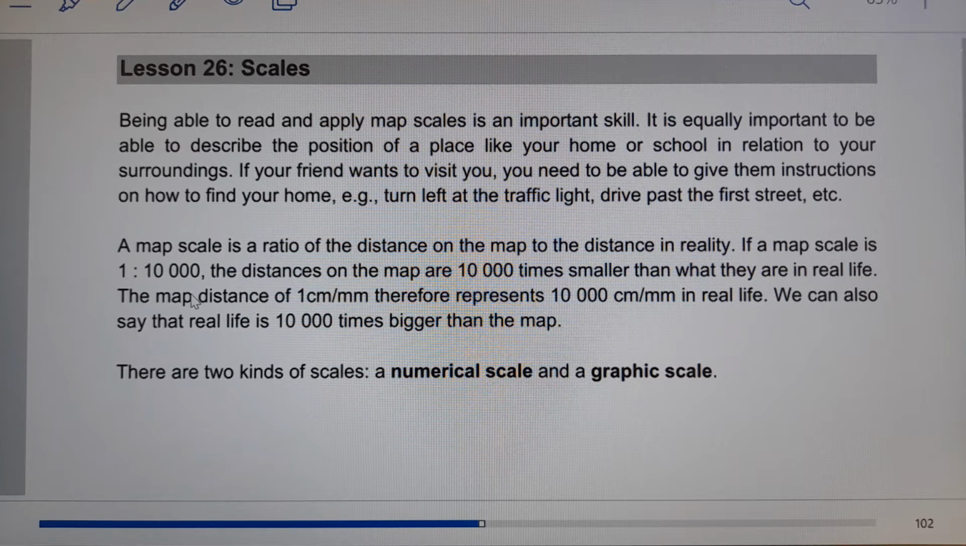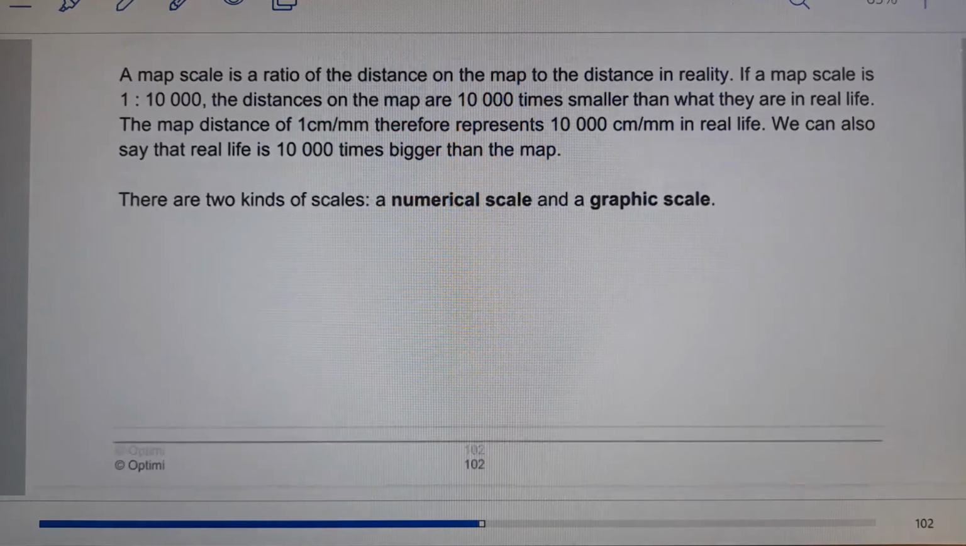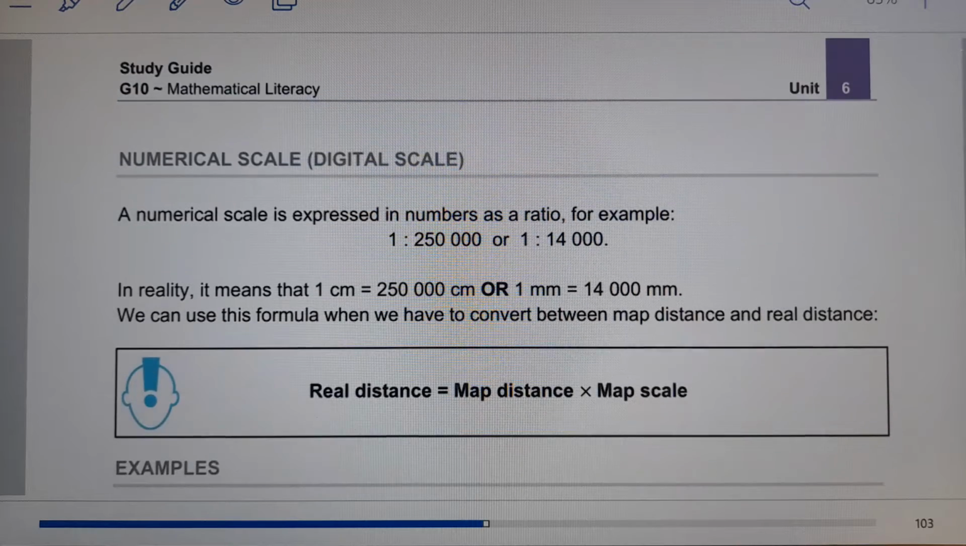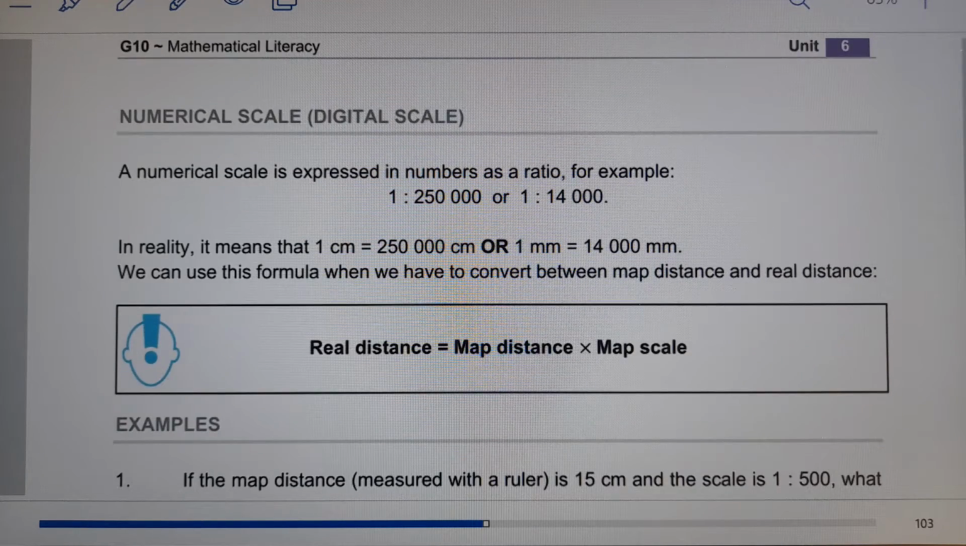So I don't want to read this, it might confuse you. There are two kinds of scales. The first one is a numerical scale and the second one is a graphic scale. So let's look at the first one, which is the numerical scale on page 103.